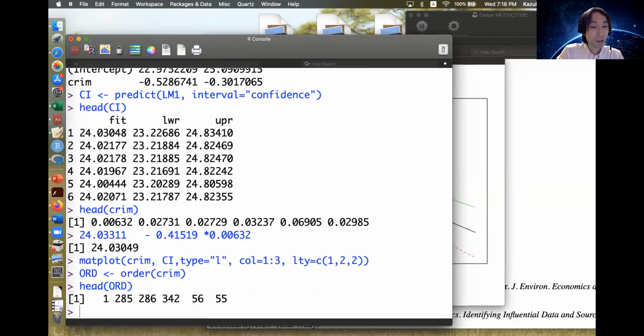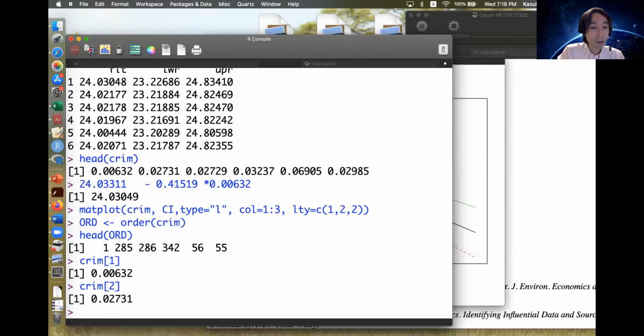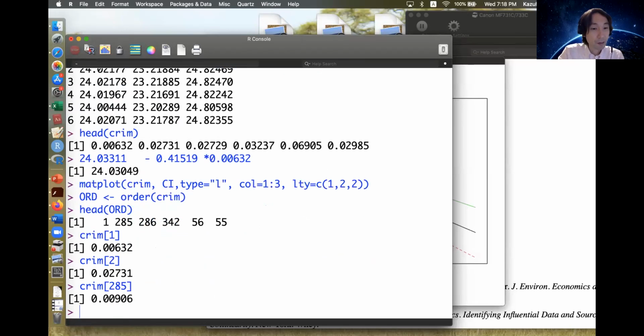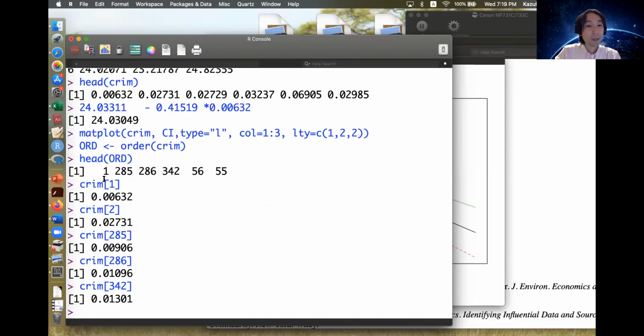So for example, the crime rate of the first is the smallest, and this is the second smallest. Sorry, 285. So this is the second smallest, and this is the third smallest, and so on. So if we think about the order, then you can modify this matrix plot.